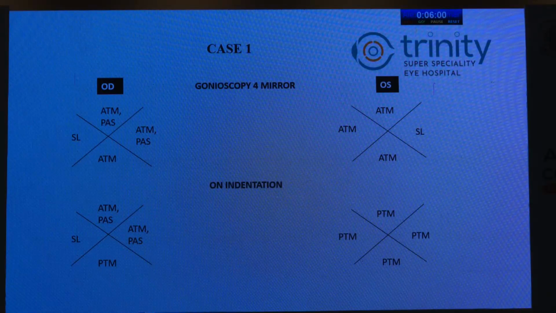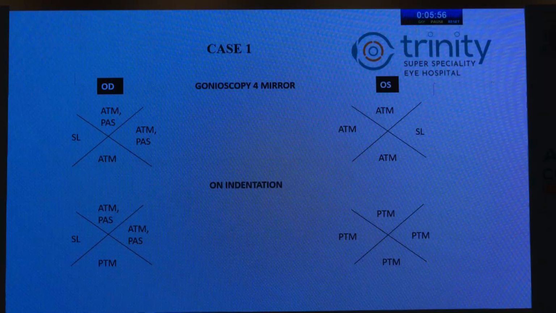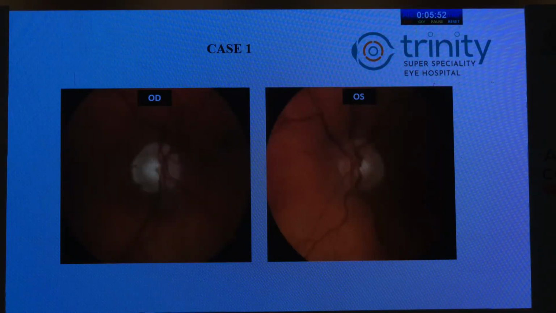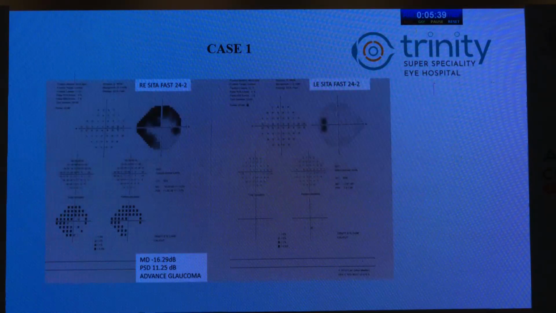When you do a gonioscopy, you can see occludable angles in both the eyes with 180-degree peripheral anterior synechiae in the right eye. And when you see the fundus picture, the right eye shows a disc with inferior neuroretinal rim thinning and a cup disc ratio of around 0.6 to 0.7, whereas the left eye picture was within normal limits with around 0.3 cupping and healthy neuroretinal rim.